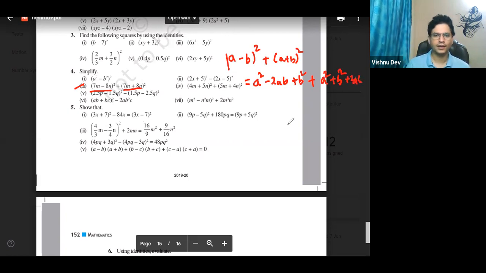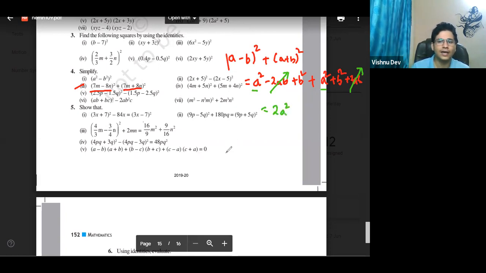Correct. Now, can I say that something will get cancelled? Minus 2ab and plus 2ab. Very good. This and this will get cancelled. Yes or no? Yes, sir. Now, A square plus A square will give me what? 2a square. So a to the power of 4.